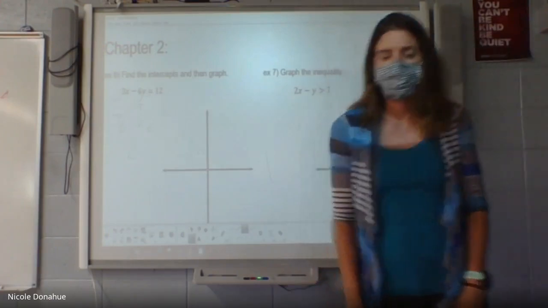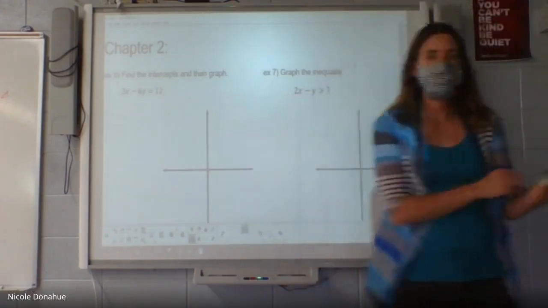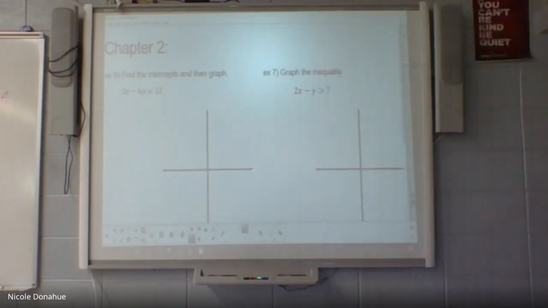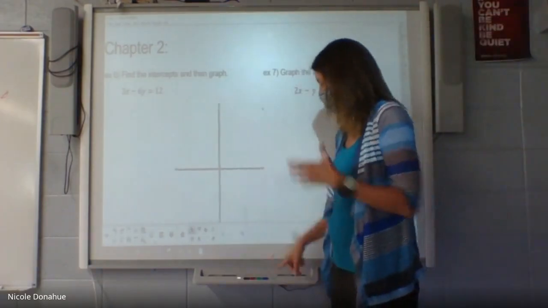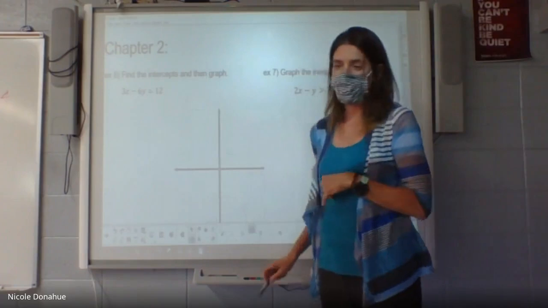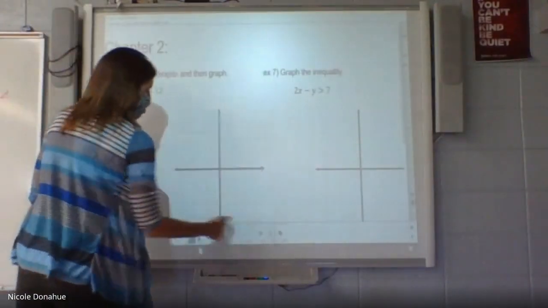Sorry, these graphs are really tiny. To write with a really tiny pencil. So now I want to mention number 6, you guys, because graphing by intercepts is not typically everyone's favorite way to graph. So it says find the intercepts and then graph. So I want to remind you guys how to find the intercepts of a graph. Those are the x and y intercepts.